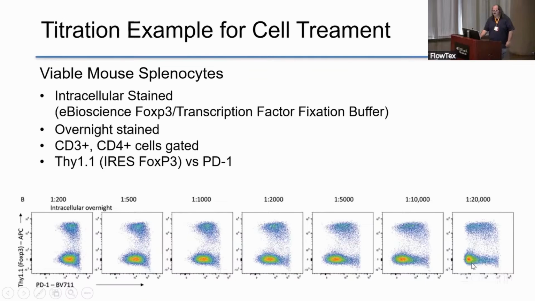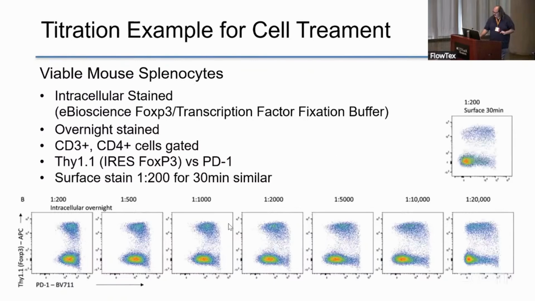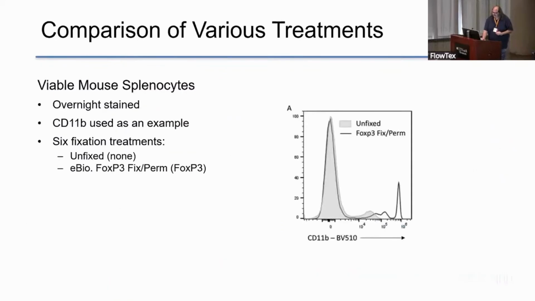Now, when you're doing this with 30-minute stains, we had to use the 1 to 200 in the earlier part of the talk or early part of the paper in order to be able to see any difference. And as you can see here, 1 to 200 works for a 30-minute surface stain, but whenever you're doing overnight, you can use, let me see, is that 100 times less antibody, and you get better data, and also it's a lot more cheap.